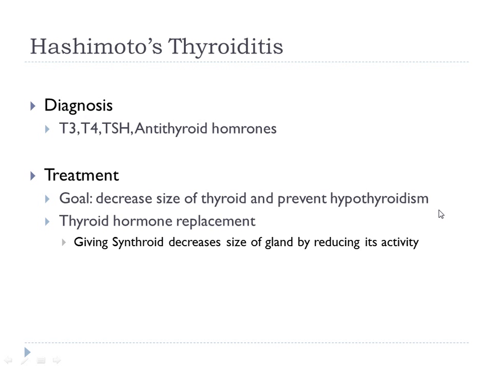So that should actually say anti-thyroid antibodies. It measures the anti-thyroid antibodies because remember, it's autoimmune. If that's positive, that's very indicative of a diagnosis of Hashimoto's thyroiditis. So, treat and prevent hypothyroidism. If we give Synthroid, that's synthetic T4, right? If we give it as a supplement, the thyroid is not going to try to produce as much. It's going to slow down its activity. Therefore, that can help shrink the size of it, because it's not trying to produce more. It's not overactive.